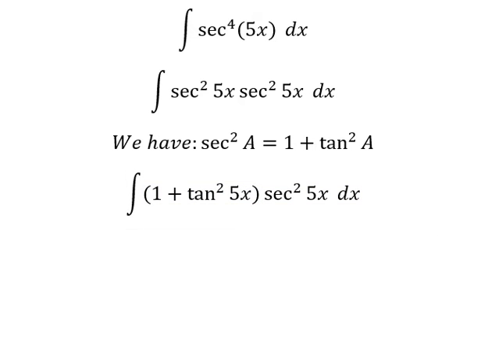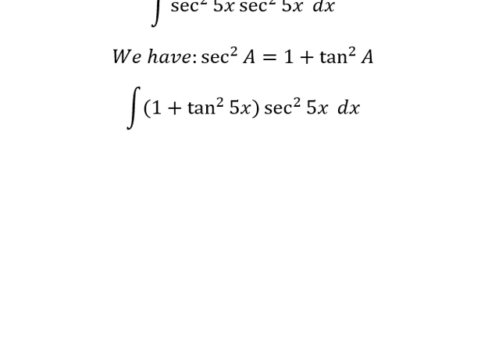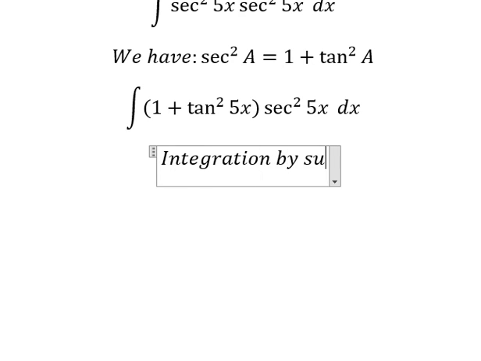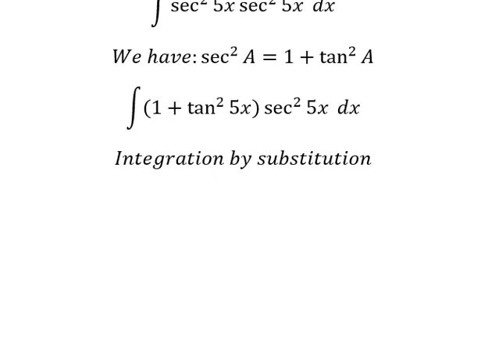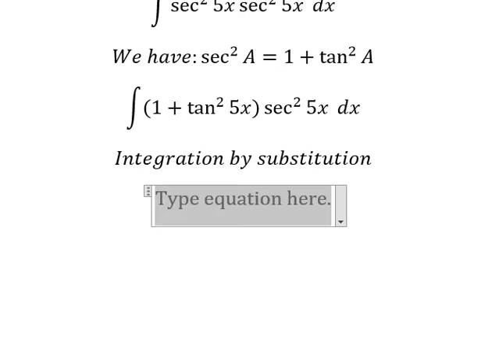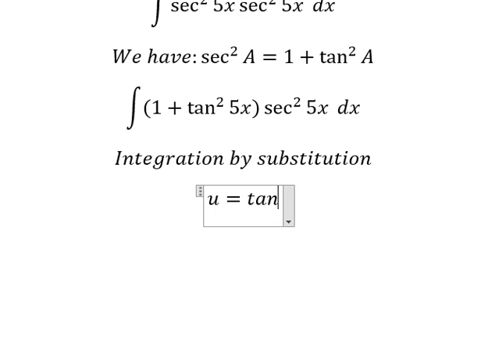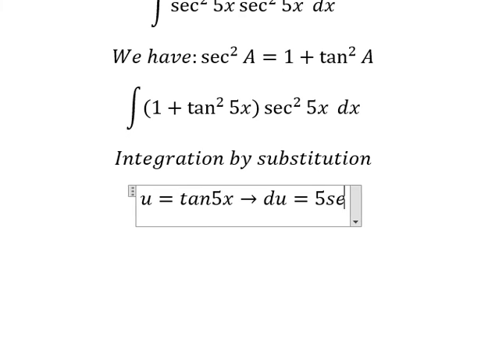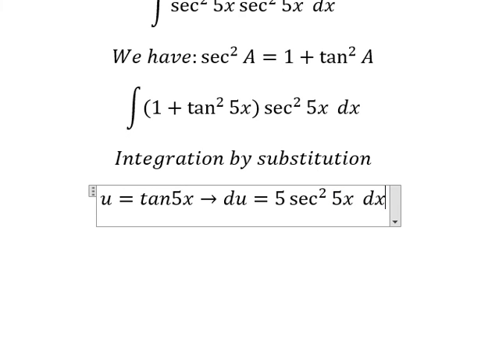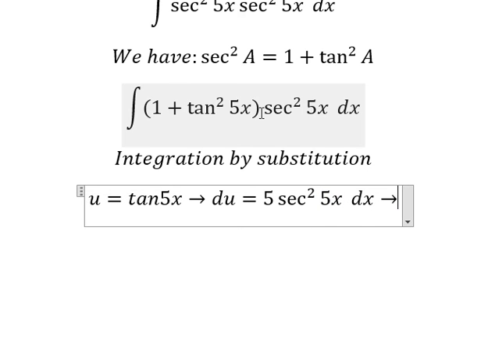Next, we can use integration by substitution. So I will put u equals tan of pi x. Then we take the derivative of both sides, and we have pi secant squared of pi x dx. Because we don't have the number pi in here, we divide both sides by the number pi.